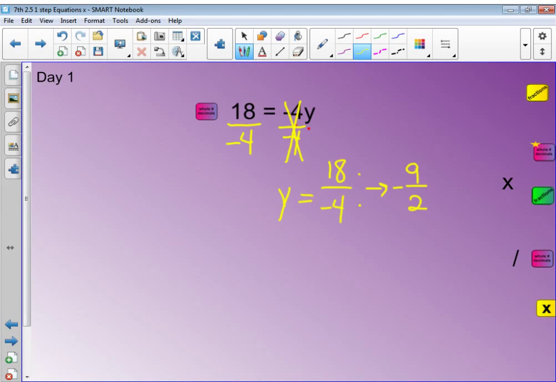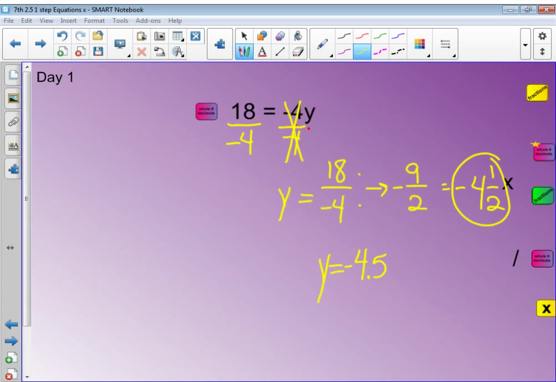We could change it to a mixed number. Let's see, 2 would go into 9 4 times, which puts me at 8. I have 1 left over, over 2. We could also use our calculator to change it into its decimal form. If I wanted to use the calculator, I would just punch in 18 divided by 4, which gives me 4.5. I have to remember to put my negative in there. So y equals 4.5, and there was 1 negative, so it's negative 4.5.